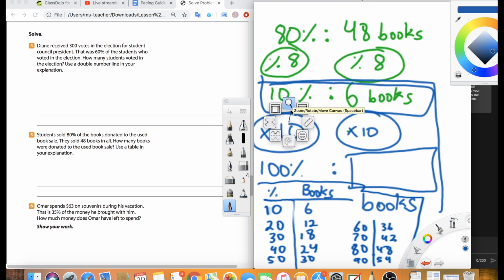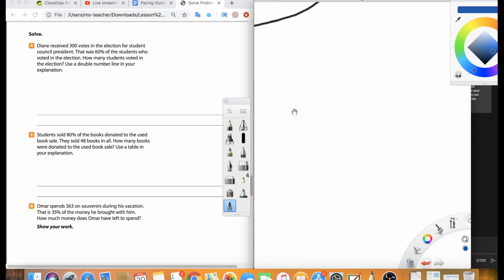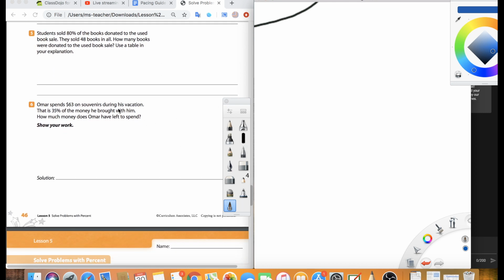So let's go to number 6 now. Number 6 says, Omar spends $63 on souvenirs during his vacation. That is 35% of the money he brought with him. How much money does Omar have left to spend? Now this one is 2 steps. We need to find out how much 100% is, because he only used 35%. So first we have to find out how much 100% is.